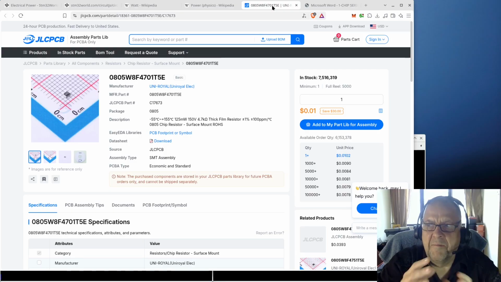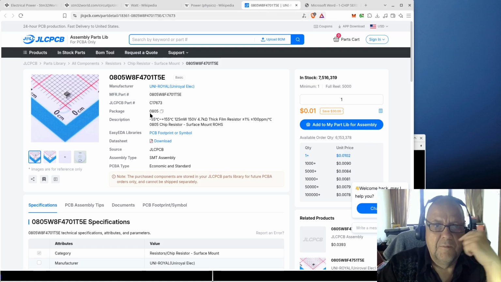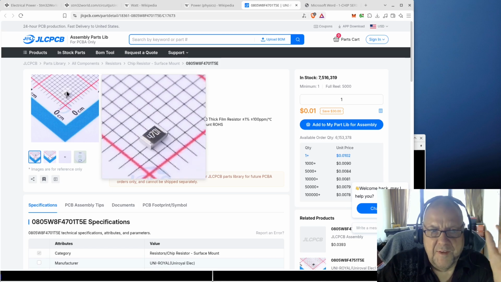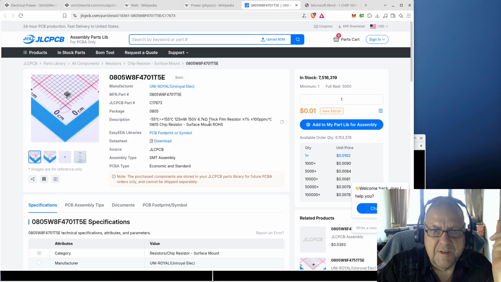If we look at a random resistor on LCSC PCB, you can see I've just found a random one here, which is the 0805. That's the size of this little surface mount resistor, and you can see it here, it is a 4.7 kilo ohm resistor, and you can actually see here that it's 125 milliwatt.